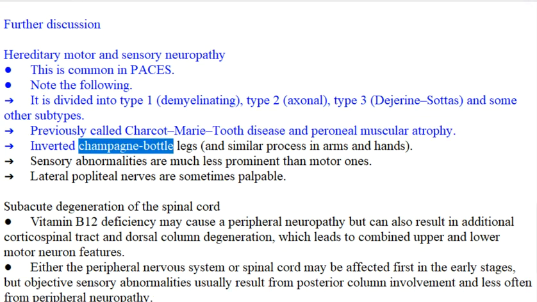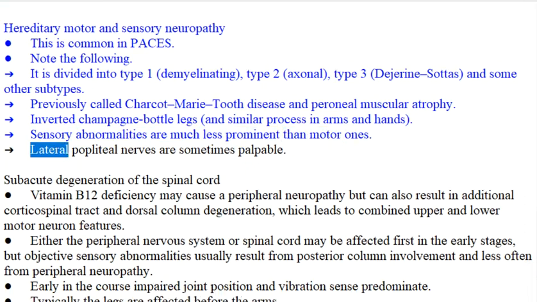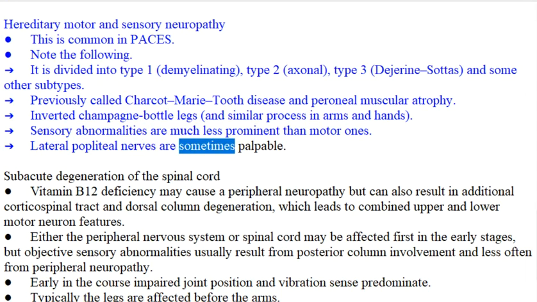Inverted champagne bottle legs, and a similar process in the arms and hands. Sensory abnormalities are much less prominent than motor ones. Lateral popliteal nerves are sometimes palpable.